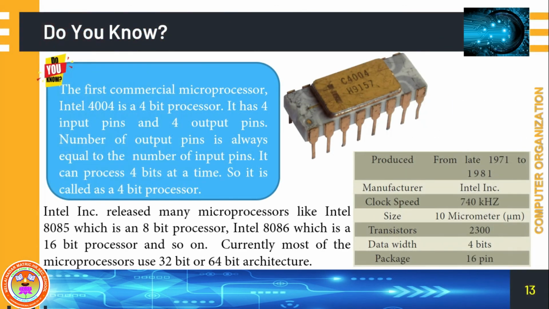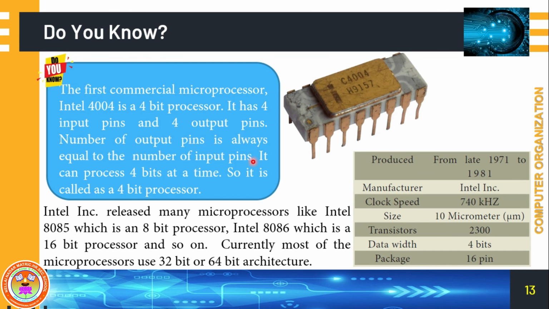Do you know, this content is not available in your textbook. The first commercial, general purpose microprocessor is the 4004, developed by Intel. This is the picture. It is a 4-bit processor and looks like an IC, an integrated circuit. It has 4 input pins and 4 output pins. The first 4 are input pins, the next 4 are output pins.